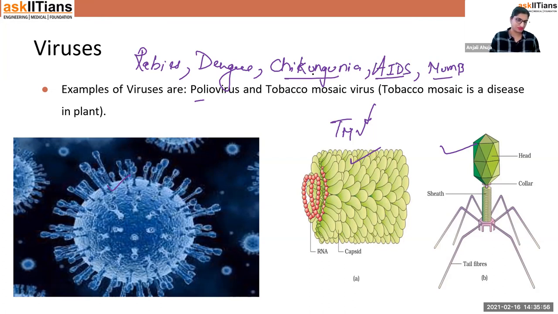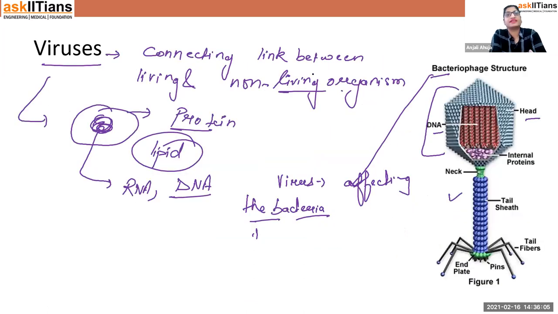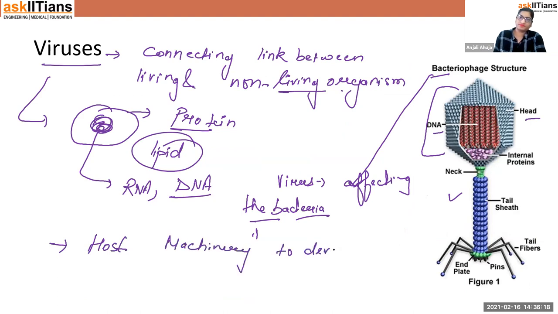Let me see in your notes also. Yeah, I don't have to tell you anything. So the one thing that you will remember about the virus, that they are the connecting link between living and non-living organisms. They use host machinery to divide. The structure is like this, and there are different types of viruses, and these are the examples. One thing that you have to remember is viruses are the ones which are not killed by any antibiotics that we take. Antibiotics can work against the bacteria, but not the viruses.